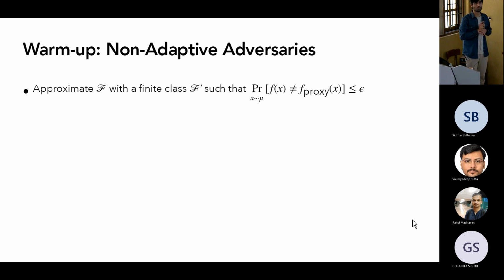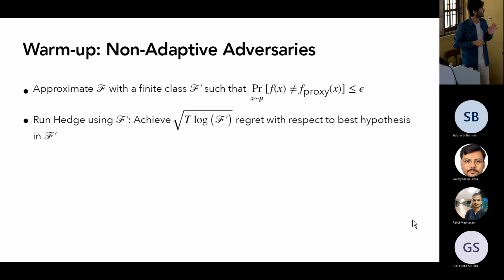The most natural thing to do is approximate f with a finite class. So what's the finite class that you should think of? The class that is most natural is that the probability under mu, which is the base measure, that f disagrees with its proxy in its finite subclass is smaller than epsilon. Epsilon is a parameter which we can try to fit later. Okay, this is great. What do you do?